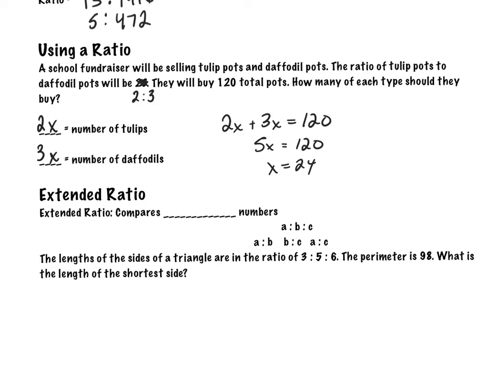All right, so if I want to know how many tulips they bought if x is 24? 48. 48 tulips. Right, and then how many daffodils? 72. 72. Okay, so here's how I'm kind of using a ratio with 2.